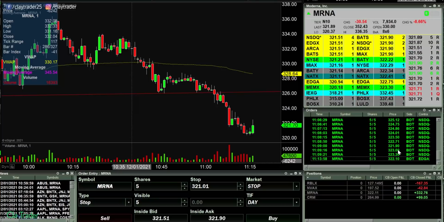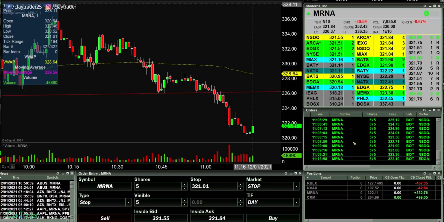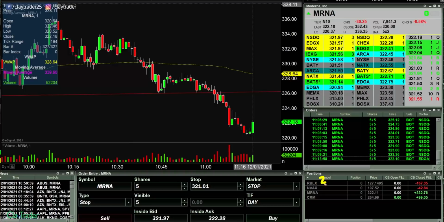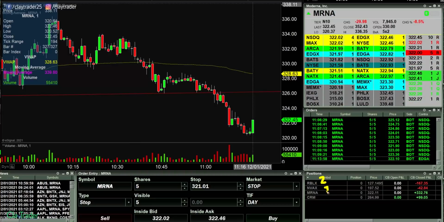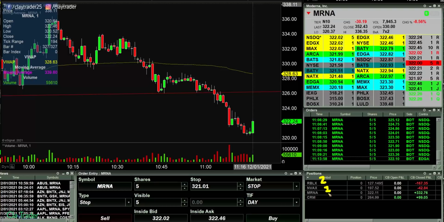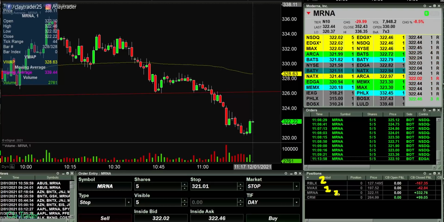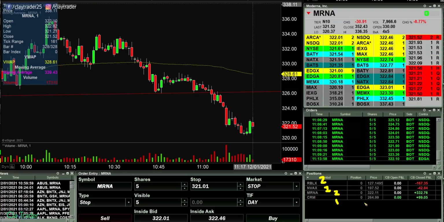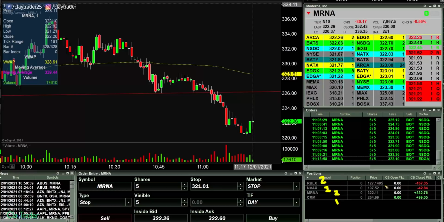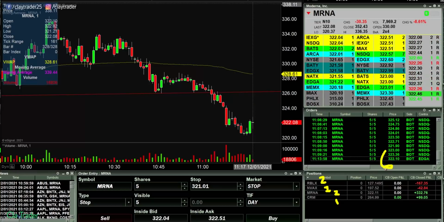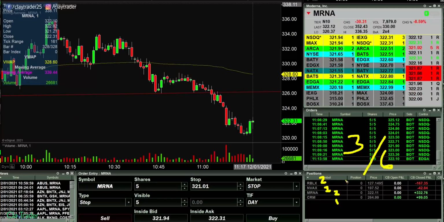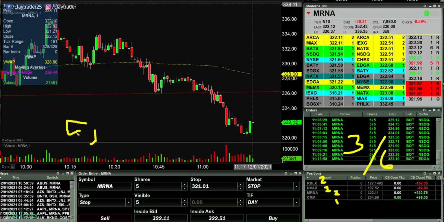So I've now made 6 trades. Once again, just to recap that, I made 2 trades on RBLX. Both were losers. Made 1 trade on NVX, clearly a loser. Made 2 trades on mRNA. Both of those were winners. And then made 1 trade on CRM, a winner. So had 6 trades, and 3 of them I was right. So think about this, a 50% win rate.